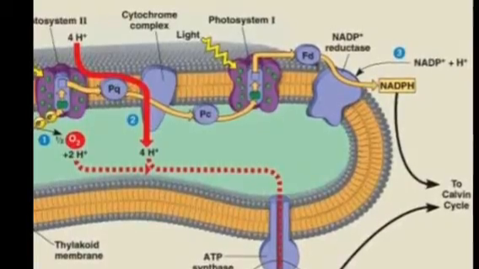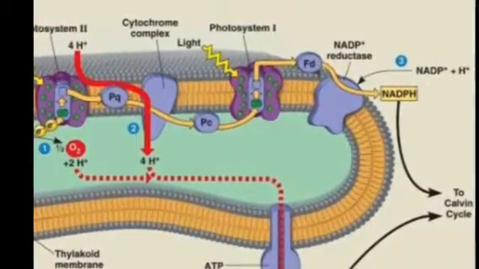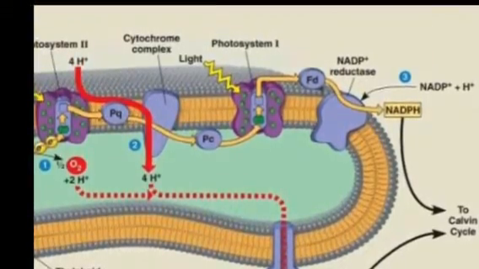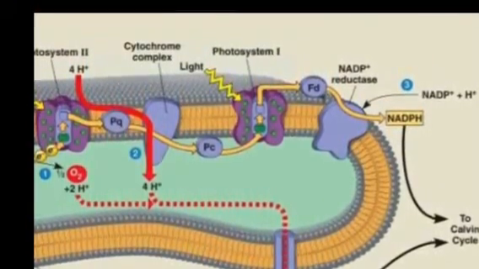The H+ or hydrogen accumulates in the lumen and then goes through ATP synthase, forming ATP. Through the process of chemiosmosis, the ATP then goes to the Calvin cycle.